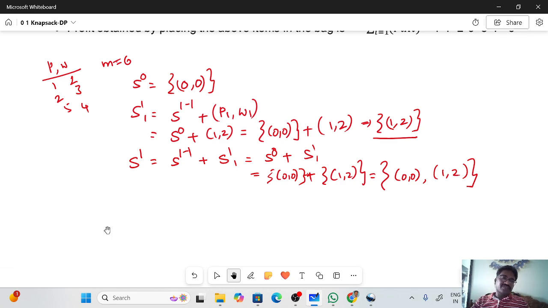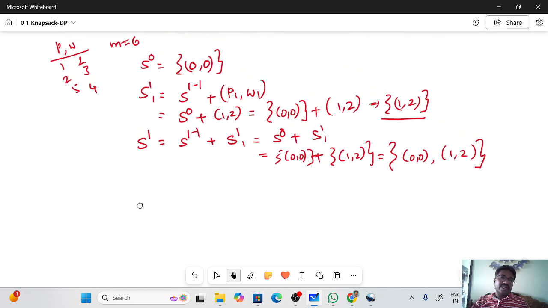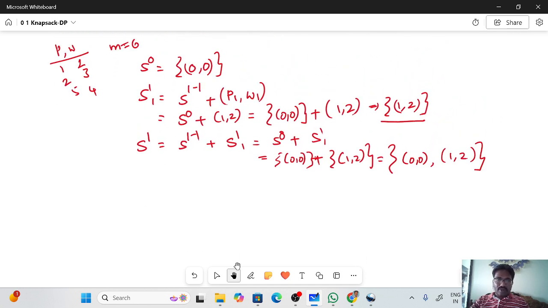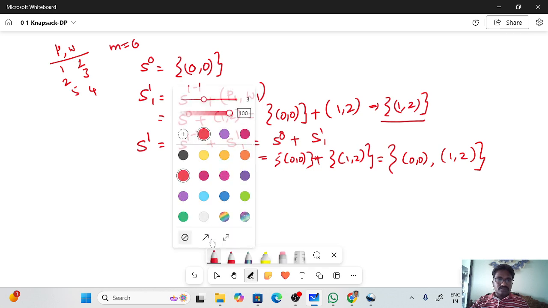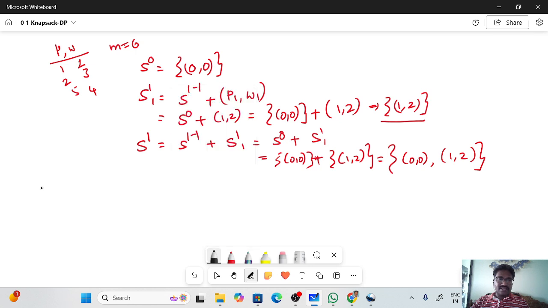So after finding S1, I am going to find S2 now. How am I going to find S2? With the help of S1. So now I am going to find S2 1. What is S2 1? The S2 minus 1 set added with the second item's profit and weight. What is the second item's profit and weight? 2, 3. So I am going to consider 2 profit and 3 weight.